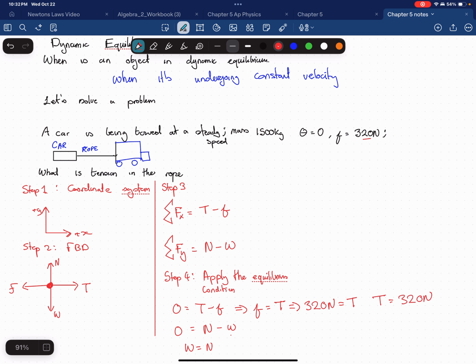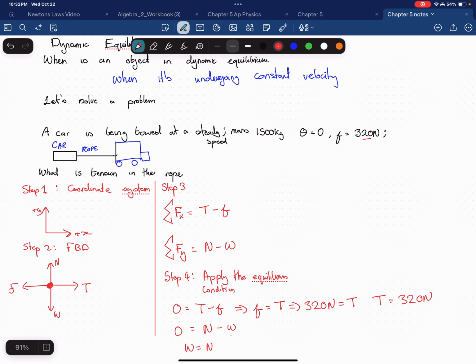And that makes sense. We have the exact amount of tension that counteracts the friction the car is undergoing. And that makes our acceleration in the opposite direction equal 0, allowing us to move at constant velocity in the other direction. Remember, friction always opposes motion. That's why it's pointing in the opposite direction.